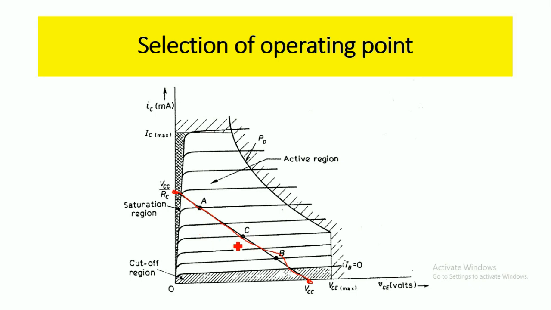So for example, here I am taking three points on the DC load line. This is point A, which is near the saturation region, here point B, which is near the cutoff region, and point C, which is in the active region. Now we will give the input current at the base of the transistor. So how will the transistor Q point be operated? Now we will see what happens if you select these operating point locations A, B and C.